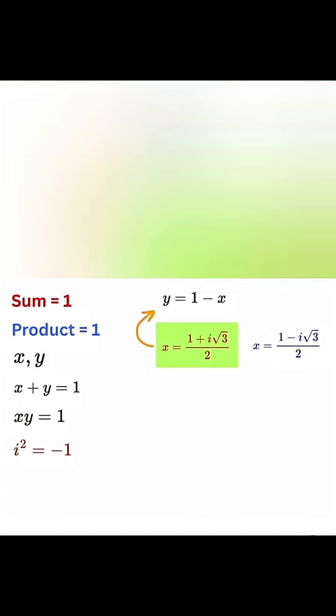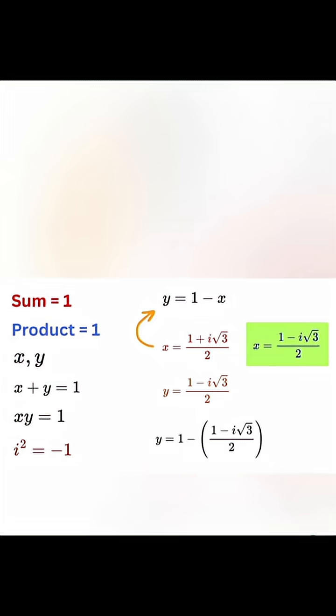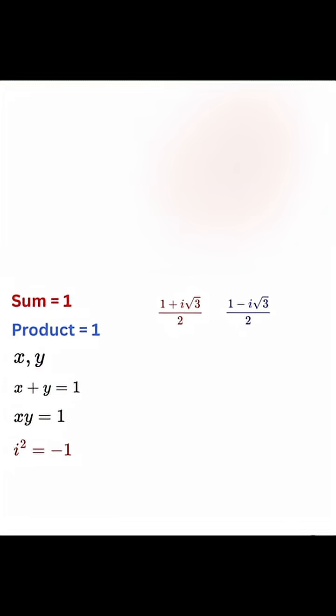Now let us find the corresponding values of y by substituting the value of x here. First, substitute the value of x containing the positive imaginary part. We get y equals (1 minus i multiplied by the square root of 3), all divided by 2. Next, substitute the second value of x, which contains the negative imaginary part. This gives us y equals (1 plus i multiplied by the square root of 3), all divided by 2. So, these are the two required numbers.